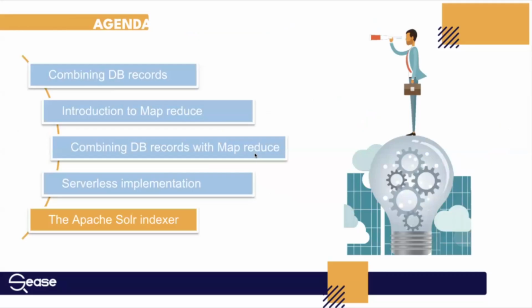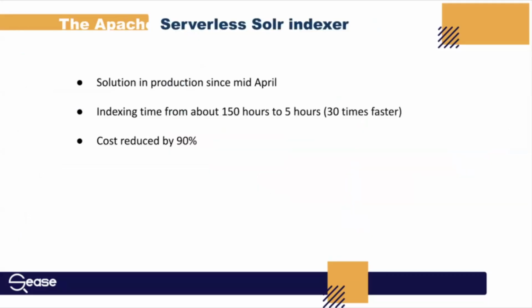What did we achieve? This solution has been implemented, of course, not in this simple and high-level way. There are many other problems, but unfortunately, there's an NDA, and I cannot go into too much detail. By the way, we are in production since April, and we looked at some statistics, but we didn't need them, because the indexing time dropped from about 150 hours to 5 hours.